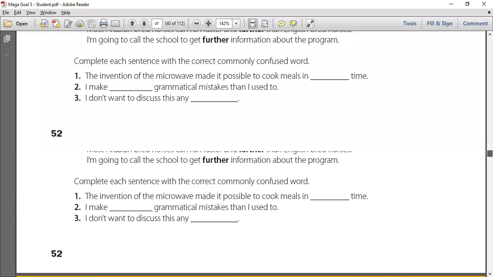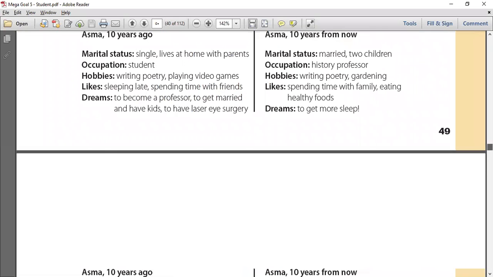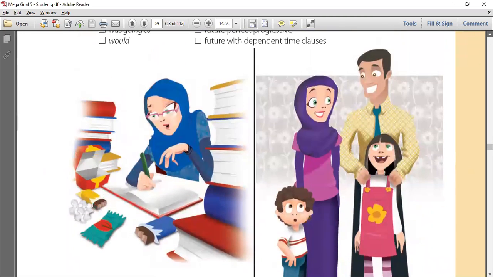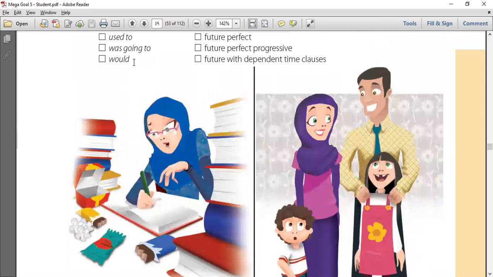Okay, now let's go back to the exercise here. Now here we have two pictures describing Asma 10 years ago and Asma 10 years from now. Okay, so what do you think? Marital status, occupation, hobbies, likes, and dreams. Now describe her using the grammar that we had. And remember, also you can use used to and was going to. If there is something that she was going to be and then she didn't, you're going to use was going to. Or would. Would is almost the same thing as used to.